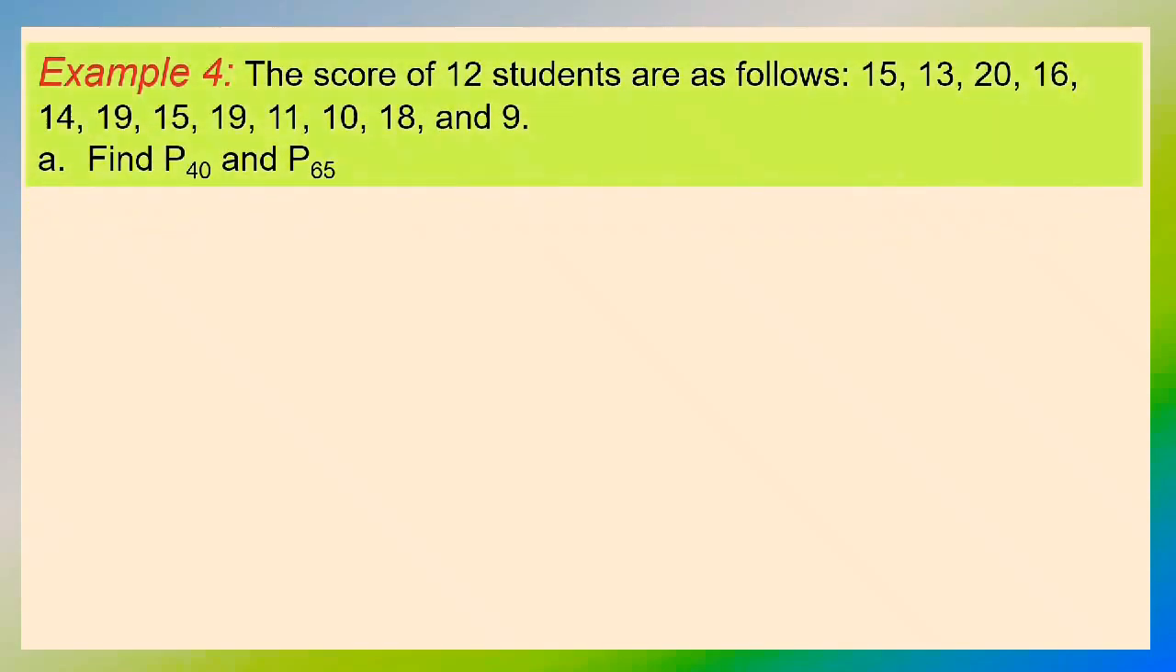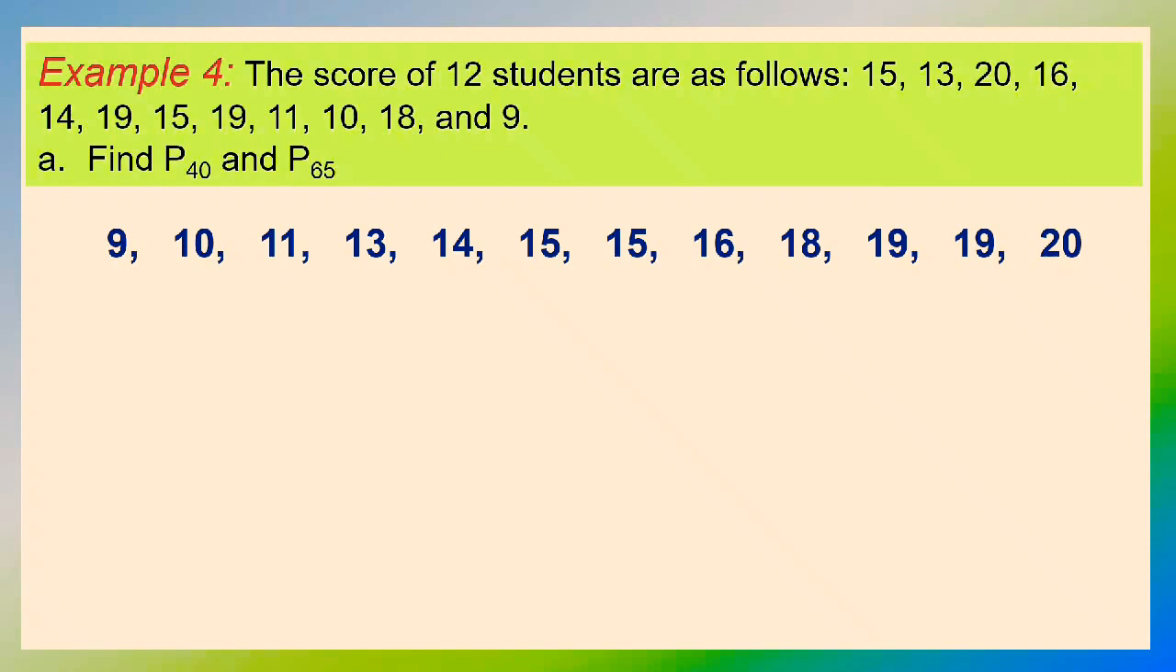And finally, class, for our last example, the scores of 12 students are as follows: 15, 13, 20, 16, 14, 19, 15, 19, 11, 10, 18, and 9. We're going to locate the 40th and the 65th percentile. We are going to arrange the data first in ascending order, and afterwards use the formula for the percentile value under the Mendenhall and Sincich method.